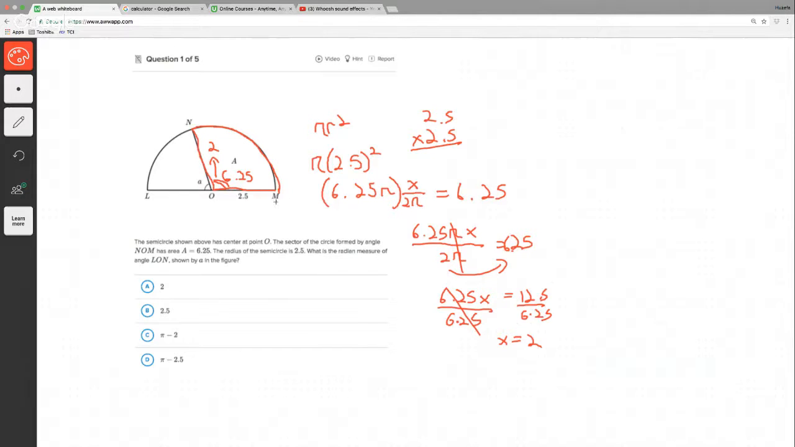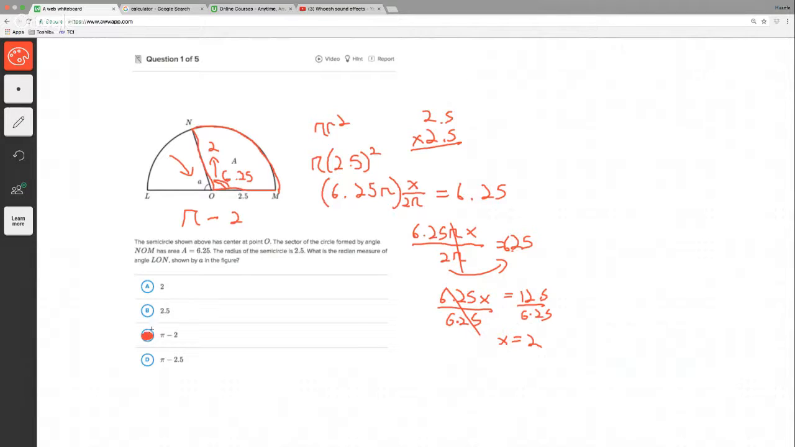Now we're almost there. Notice that this is a straight line, so the two angles, A and NOM, are supplementary. To get A, all we have to do is subtract the NOM angle from 180. But we're not in degrees, we're in radians. The equivalent of 180 degrees is pi. So pi minus 2 would give us this angle, and I saw this answer in the choices before. It's C.